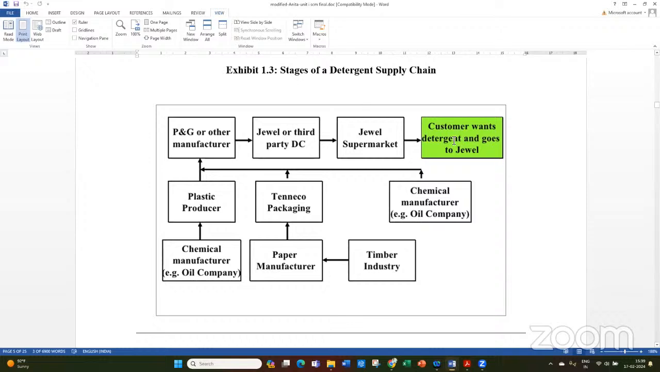So this is actually the demand flow. The demand is creating derived demand in other units, then the manufacturing demand. What exactly we have to produce, manufacture, what are all the requirements. Based on that, how much plastic is required, how much packaging is required, how much paper is required, everything.